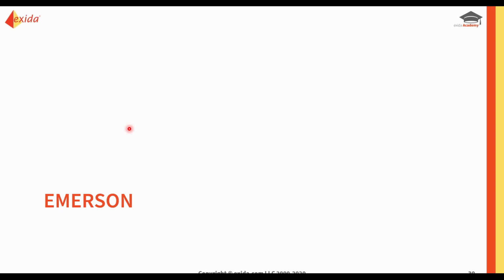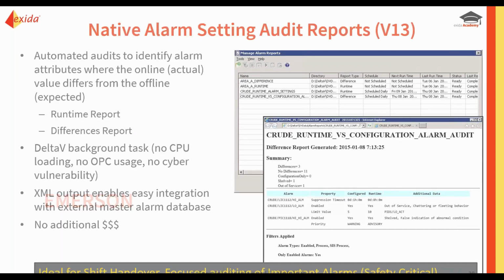So now let's look at Emerson and their DeltaV system and some of its capabilities. Something that I'll call the best kept secret in alarming in DeltaV is their auditing capability that's built in. It was added in version 13. So they now have the ability to run alarm system configuration audits automatically and behind the scenes. And there are two different audit formats available.